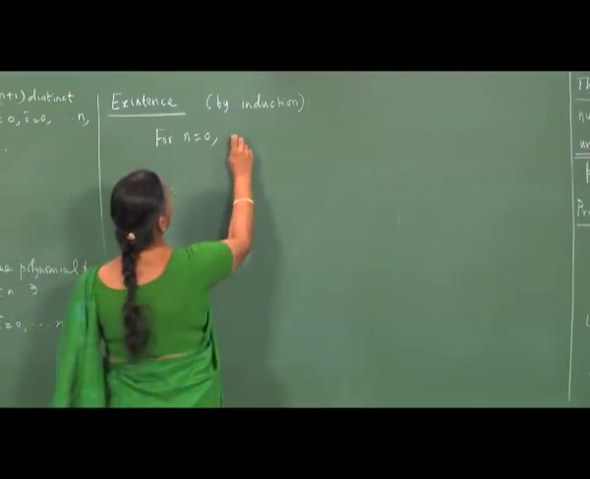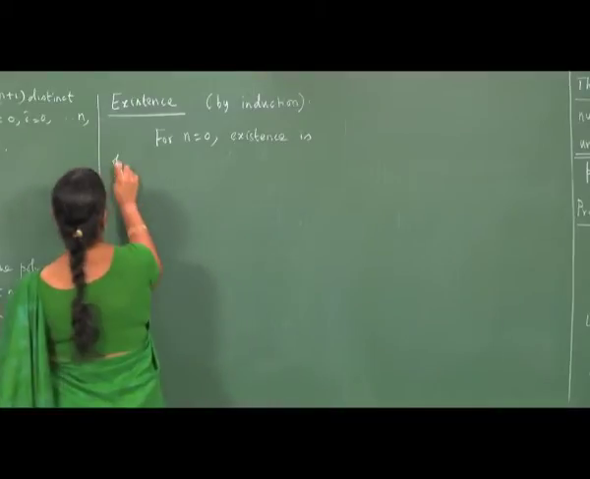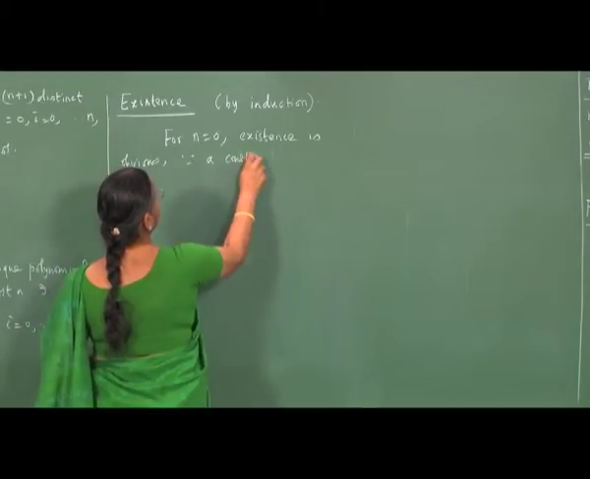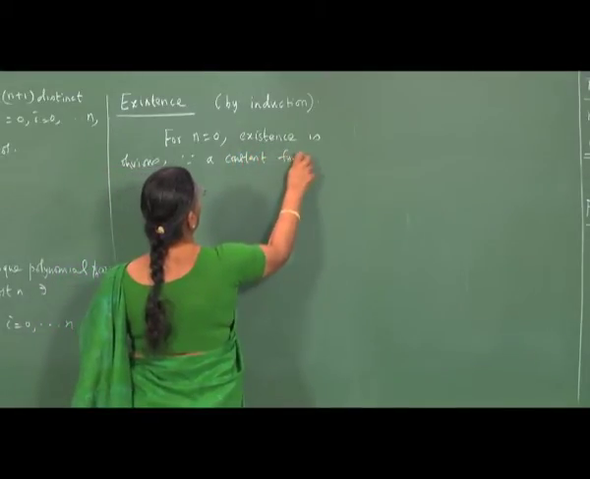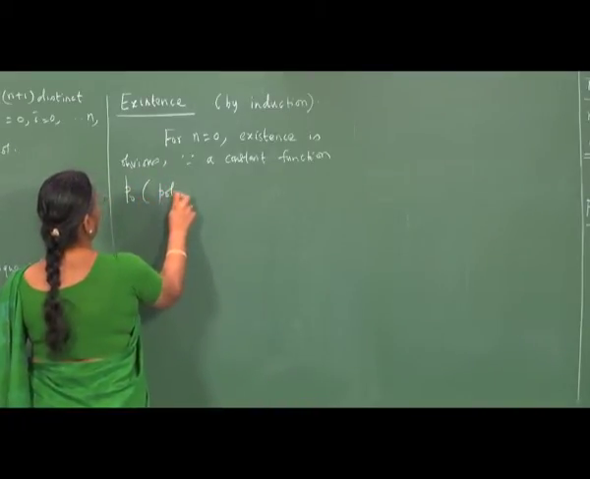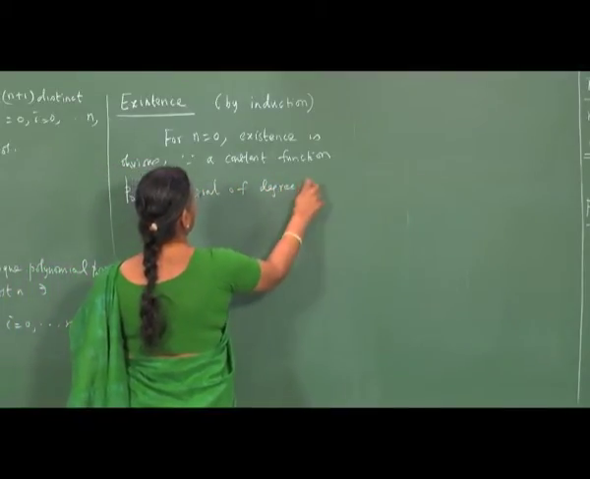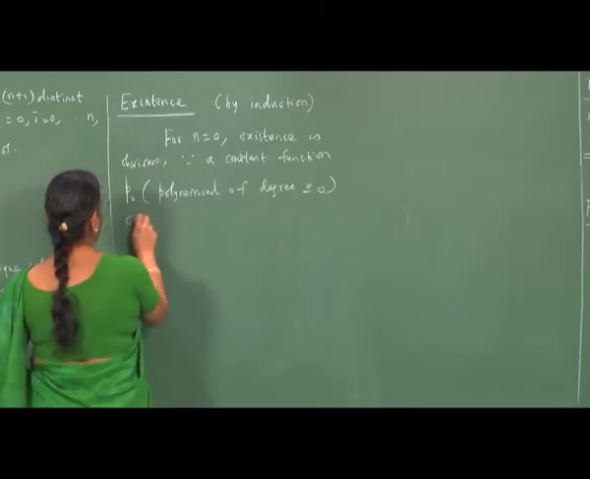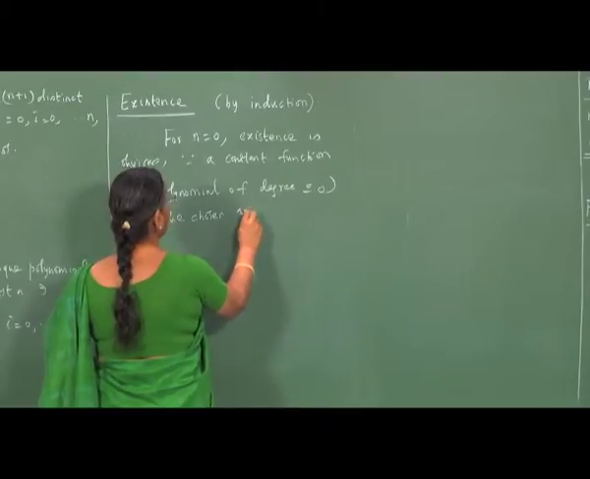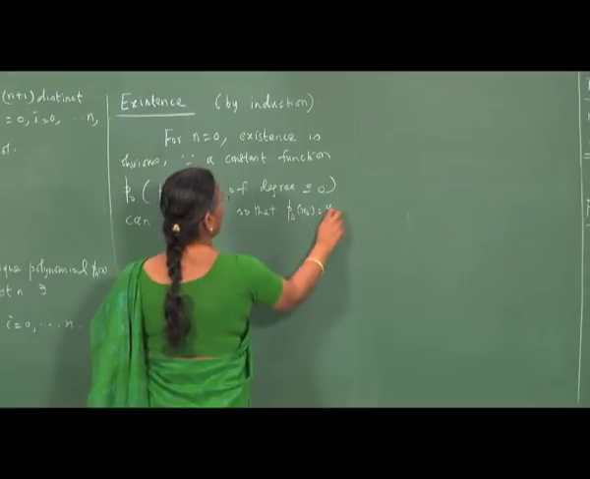So, for n is equal to 0, the existence is obvious in the sense that a constant function p naught, namely a polynomial of degree less than or equal to 0, can be chosen such that P naught of x naught is y naught.